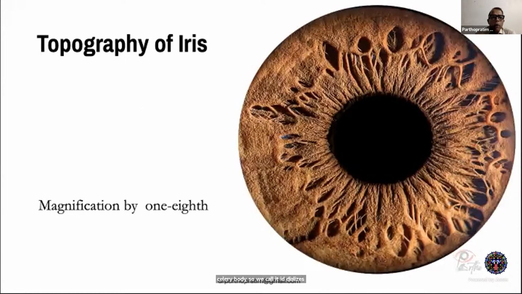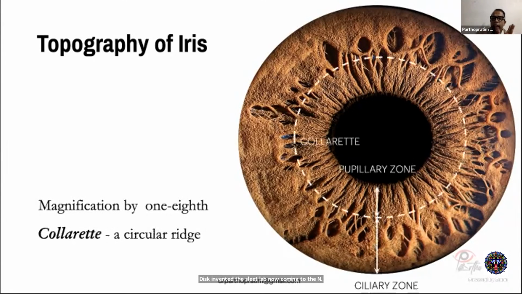Now let's talk about the topography and the anterior surface of the iris. Perhaps all of you know that the normal image of the iris, what we see, is actually magnified by the 1/8, since the cornea and aqueous acts as a plano-convex lens. Most probably you'll be happy to know that this was first described by Helmont, the man who invented the slit lamp.